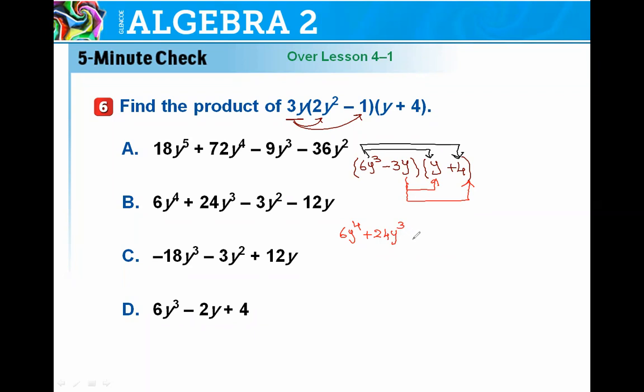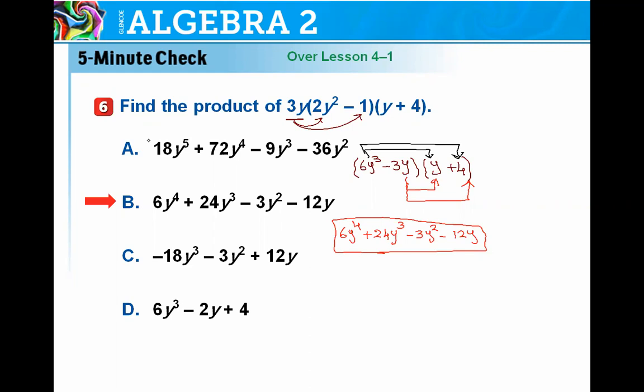Now negative 3y times y and negative 3y times 4. Negative 3y times y equals negative 3y squared, and then minus 12y. This is our simplest form because we don't have any like terms. So we will check the answer, which is letter B, and this is the answer of this problem.